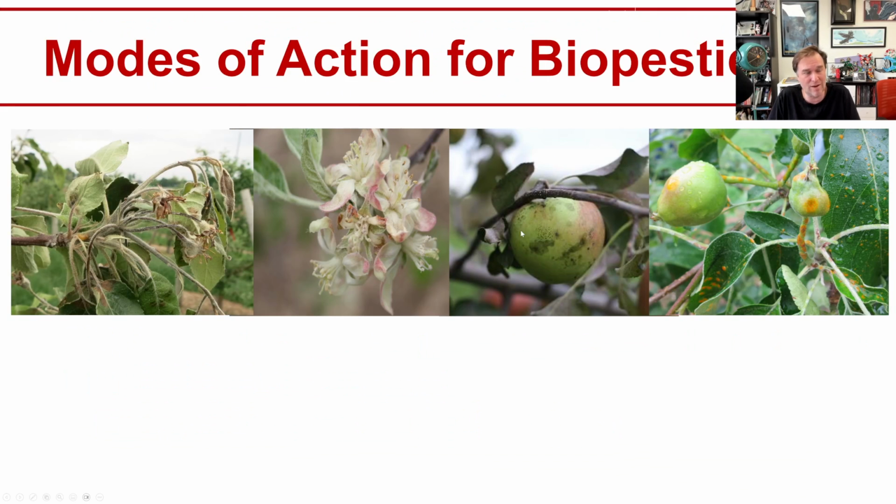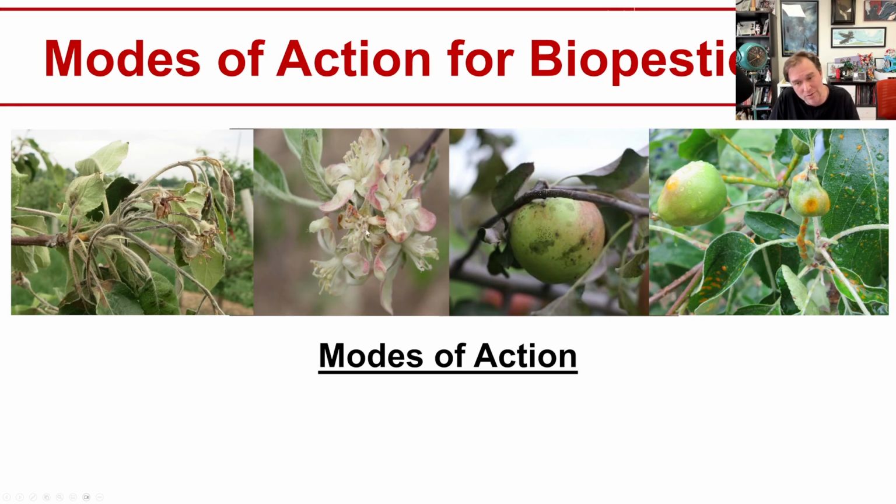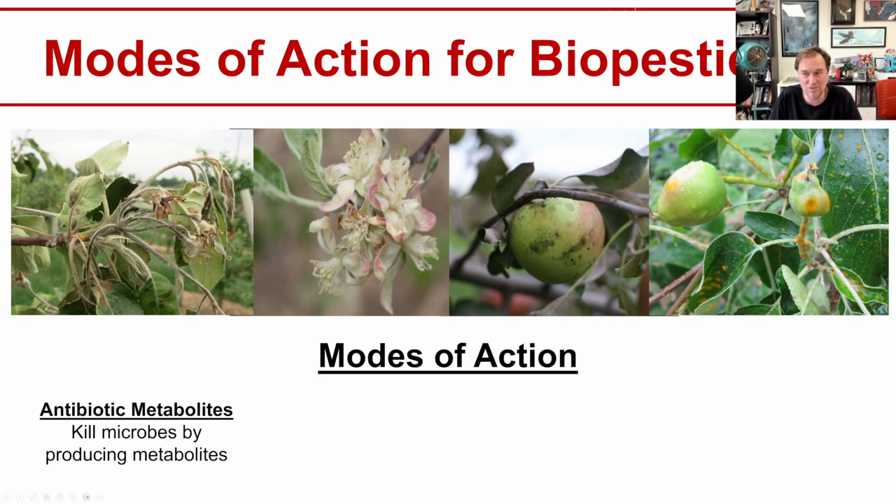But what else do we know about them? How do they work? A couple different ways. Modes of action. You've got some fun things here. You got fire blight of apples. You got powdery mildew on apple, and you got fly speck, sooty blotch, and you got rust. Good things that can be used. Maybe not rust, but the others can be somewhat managed with the biologicals.